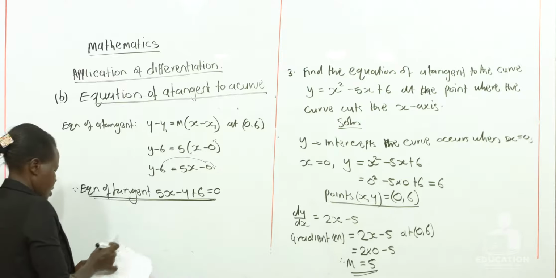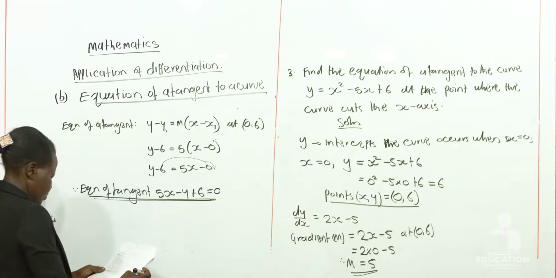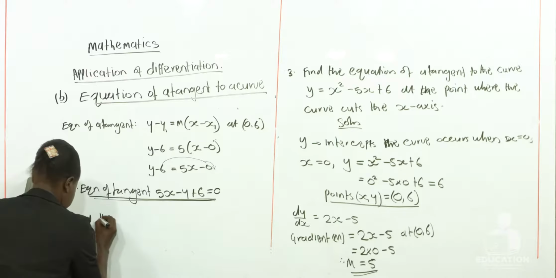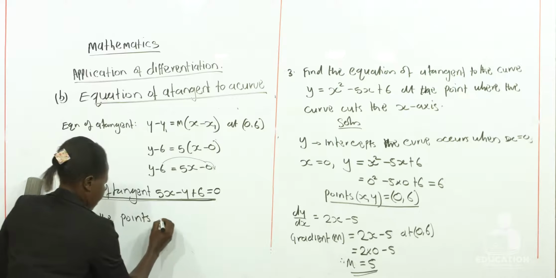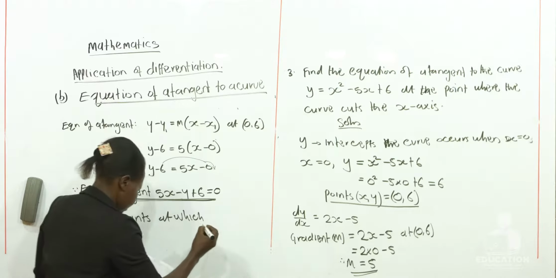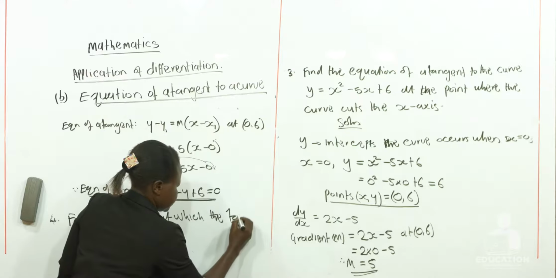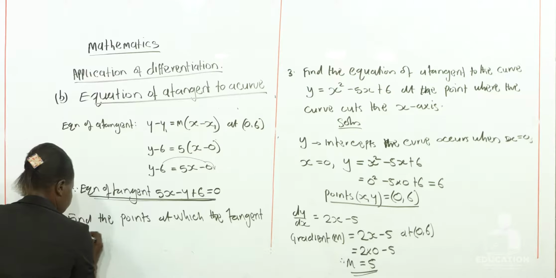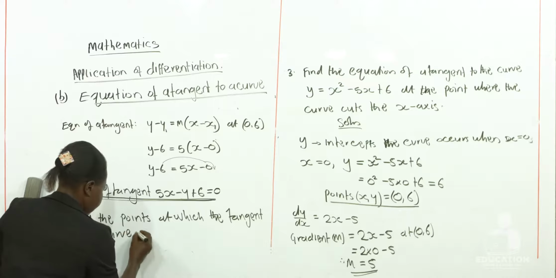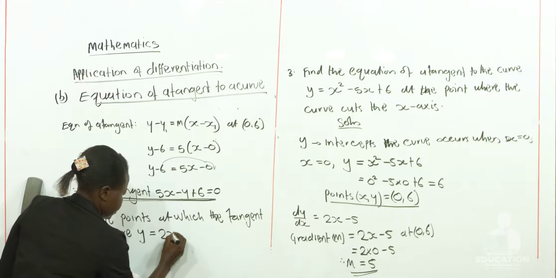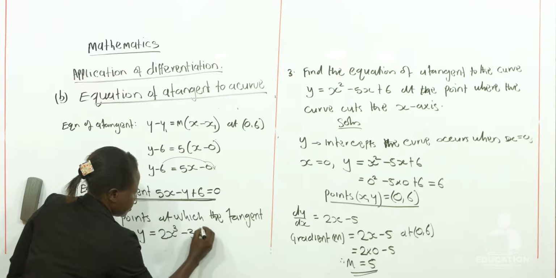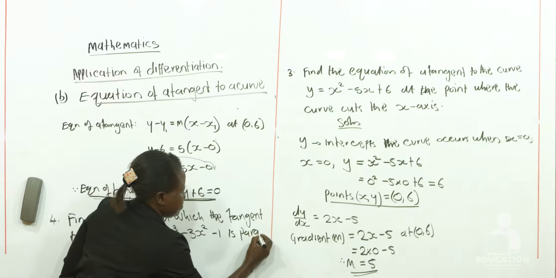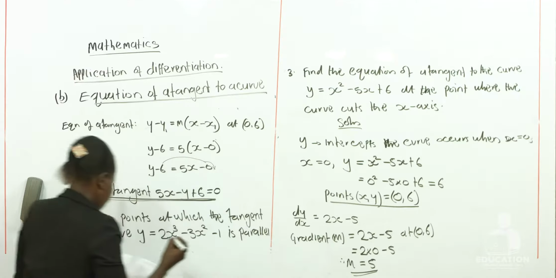It says, example number 4 says, find the points at which the tangent to the curve y equals 2x cubed minus 3x squared minus 1 is parallel to the x-axis.